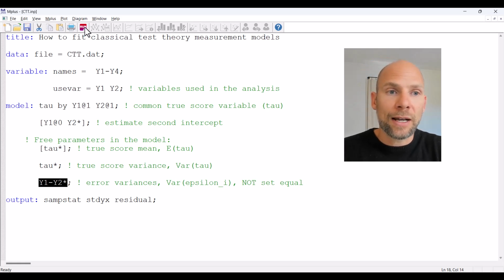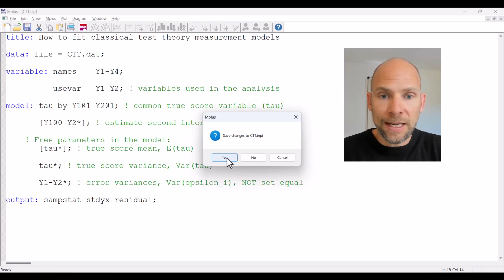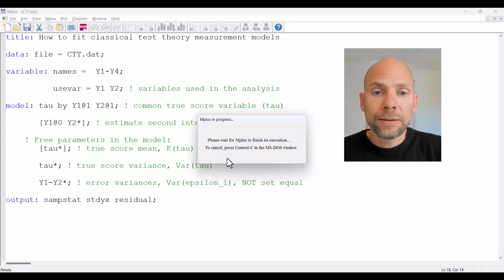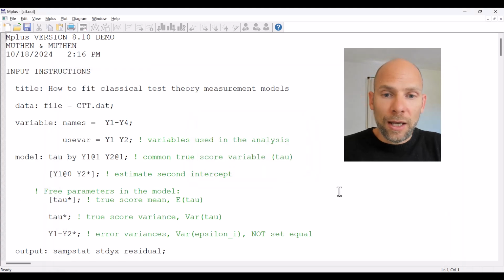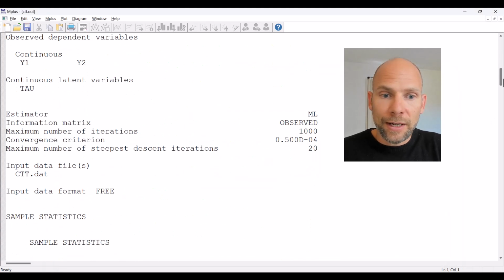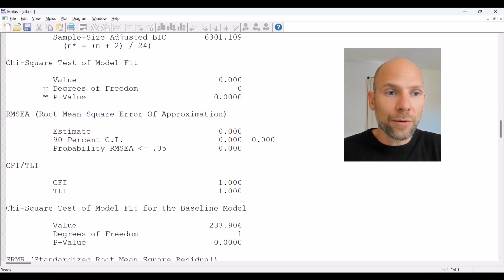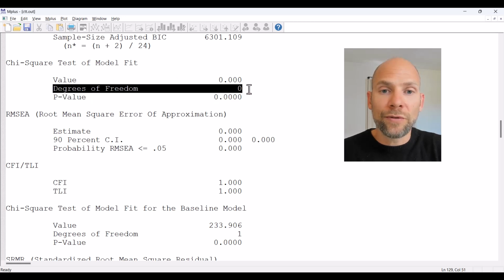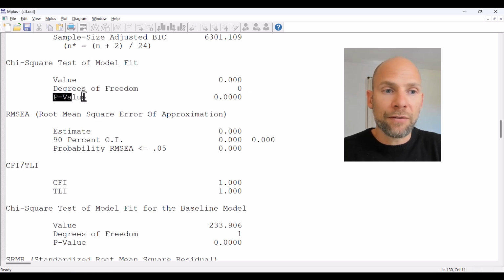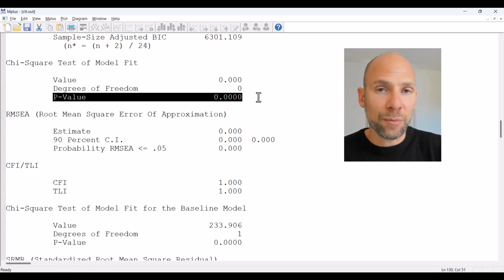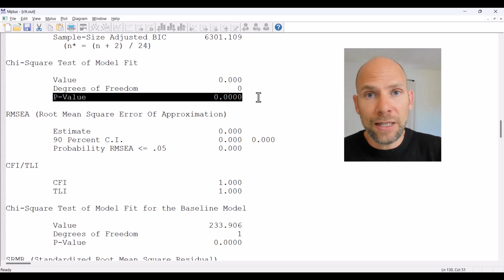And so let's take a look at how this model fits these data. Let's go right down to the chi-square test of model fit. And you can see, oh, now we have no degrees of freedom left. So this is a saturated model when you have just two variables. As a result, the chi-square value is 0, and the p-value should really be given as 1.0, because this model must fit perfectly by definition, because it's a saturated model. And that's always the case when you fit an essentially tau equivalent model to two variables. This model will always be saturated.